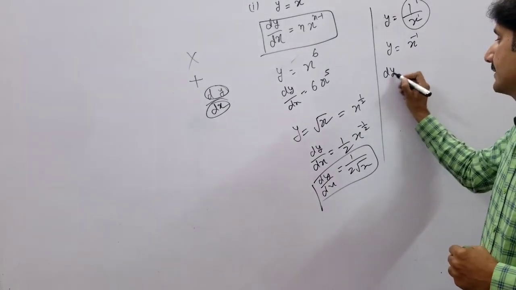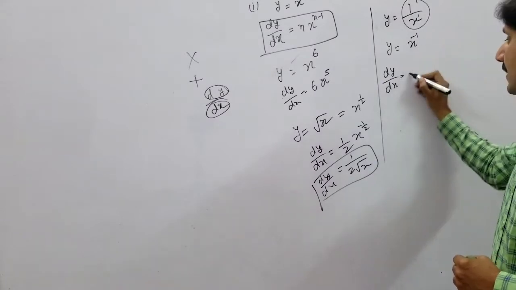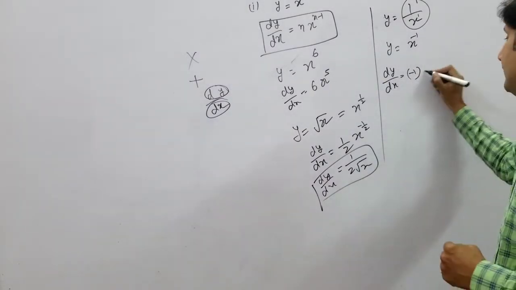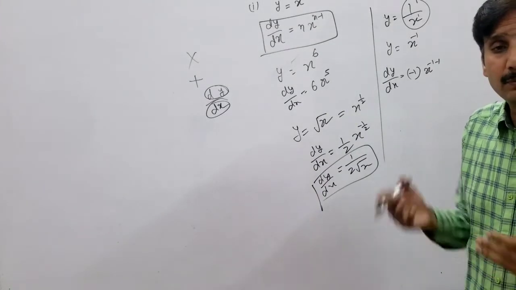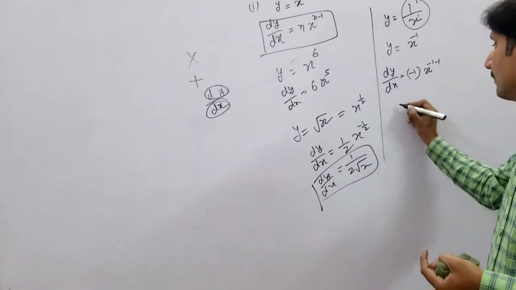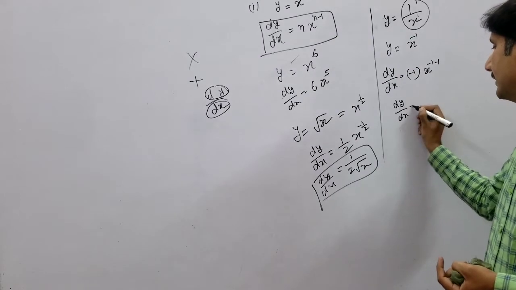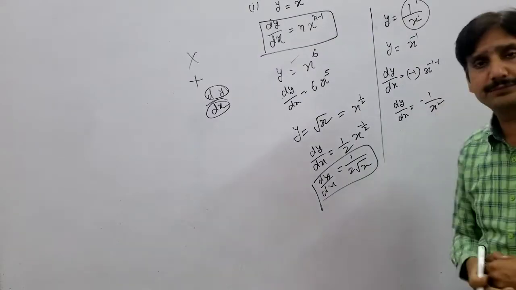Now, dy by dx, apply the same formula. Whatever is the power, you write it down over there and decrease the power by 1. So it was already minus 1, so minus 1 becomes minus 2. So what is dy by dx? It is equal to minus 1 by x square.